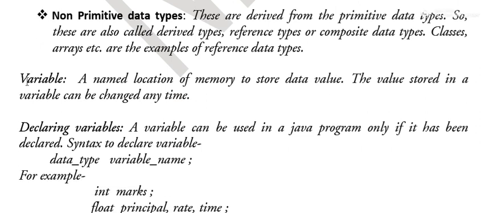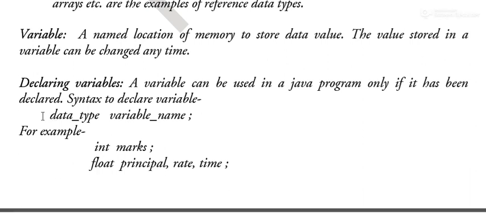Variable. A variable is a named location of memory to store a data value. Declaring a variable means to specify the data type of the variable. For example, to declare a variable we follow the syntax: data type, then variable name. For example, int marks; float principal, rate, time; It means marks is created of integer type and principal, rate and time variables are created as float data type.